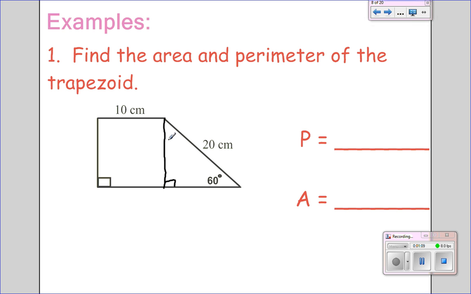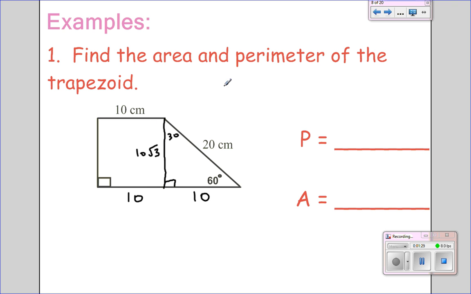We see a 30, 60, 90 triangle where the 90 is the hypotenuse, and across from the 30 will be half because we have to divide by 2 to get to the 30 side. And then to go from the 30 to the 60, we multiply by the square root of 3. Well, here we have a rectangle, so that makes this 10.